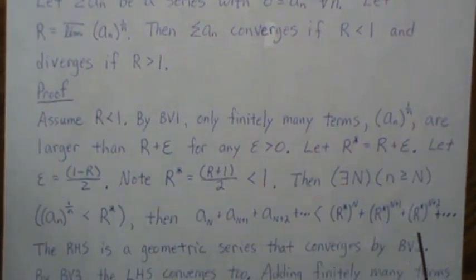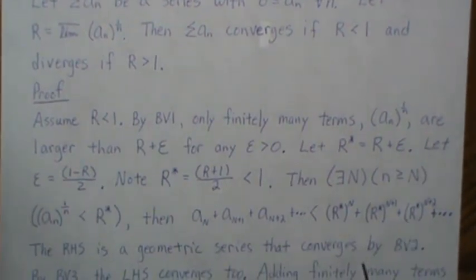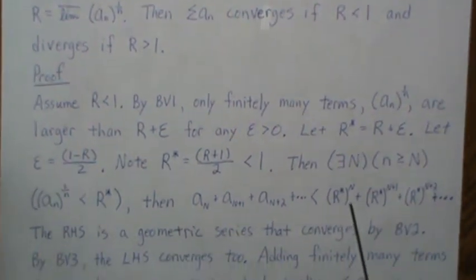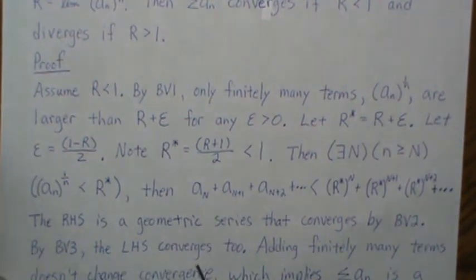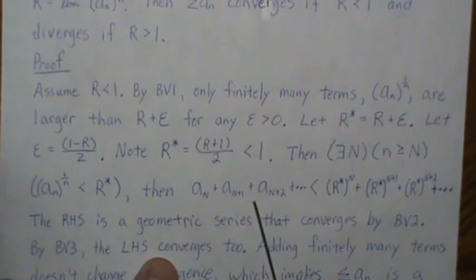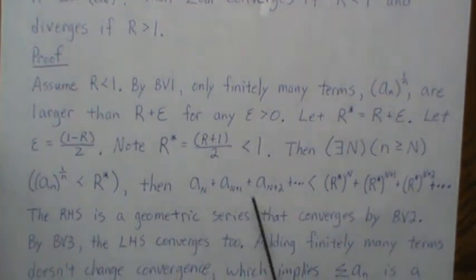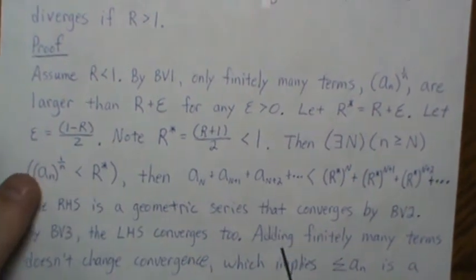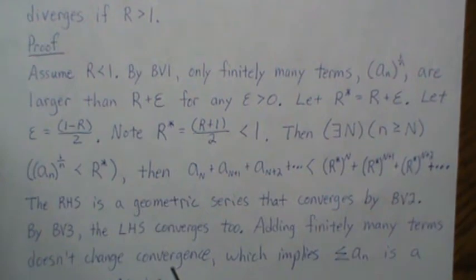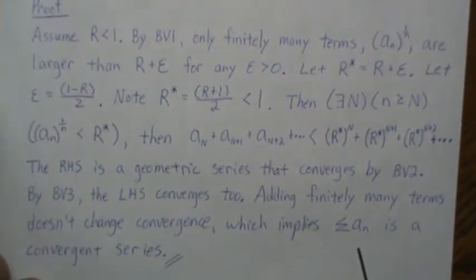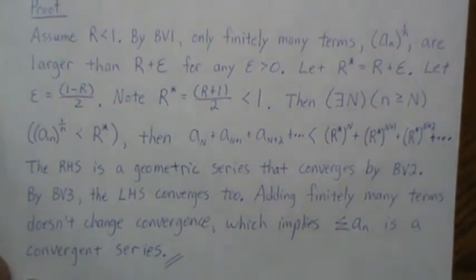Well, the right-hand side of this is a geometric series that converges by BV2. It's a geometric series, and R is less than 1. Now, by BV3, the comparison test for convergence, the left-hand side must converge. If this side converges, and this is strictly smaller than that, then this must converge. But this is not our original series. But there's a theorem that says adding only finitely many terms doesn't change the convergent status. It may change what it limits to, but it doesn't change whether it converges or not. So this implies that our original series, a_n, is a convergent series.